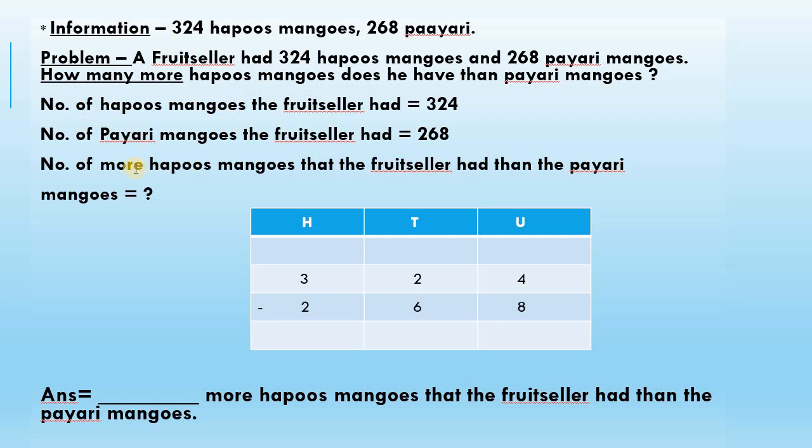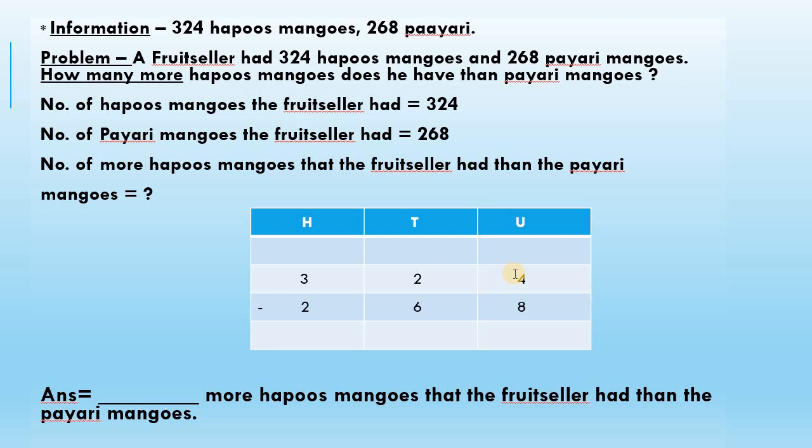Okay, boys. Number of Appu's mangoes the fruit seller had is 324. Number of Pairi mangoes the fruit seller had is 268. Number of more Appu's mangoes that the fruit seller had than the Pairi mangoes is equal to how much? So always the bigger number comes first and then the smaller number, boys. This sum you have to solve it. In your R book, just write the sum and you can solve it.